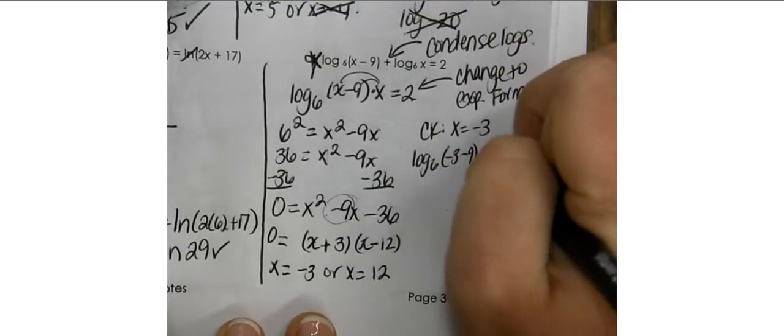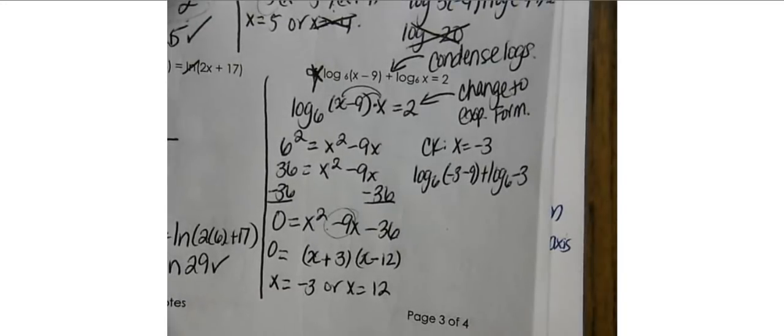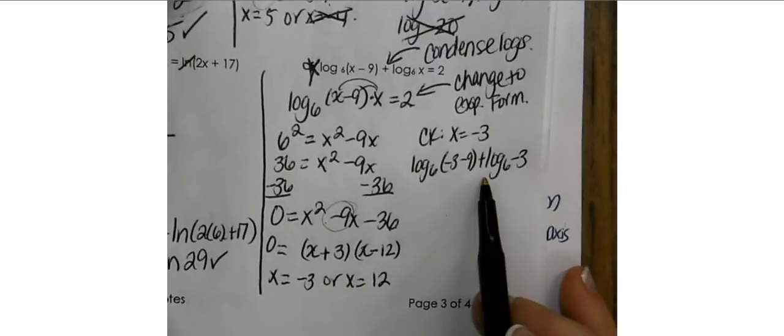So when I check, I'm going to check x equals negative 3 first, and I'm going to write log base 6 of negative 3 minus 9 plus log base 6 of negative 3. And I'm going to stop right there. I'm not even going to write anything more because I have a negative next door to a log. And as soon as you see that, automatically that value does not work, automatically no solution.